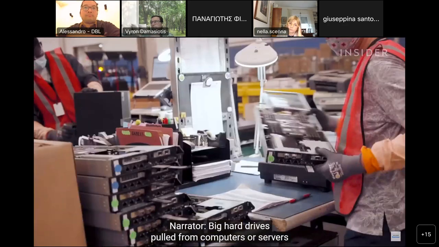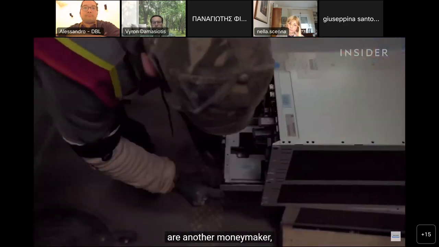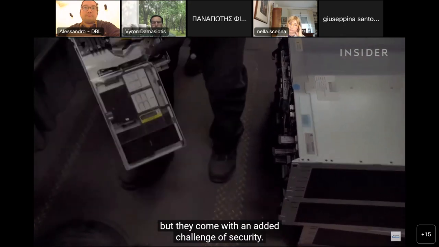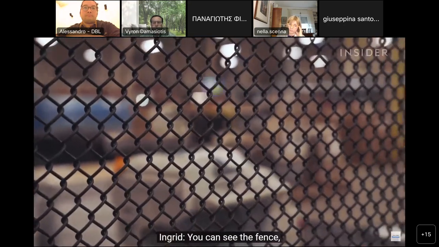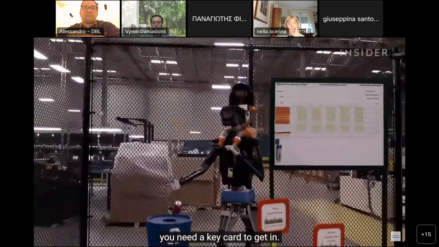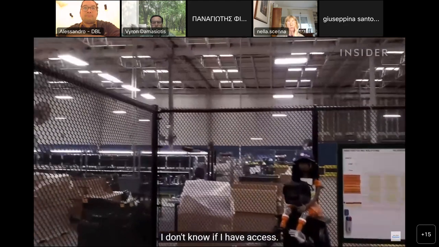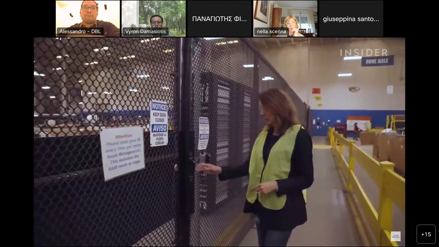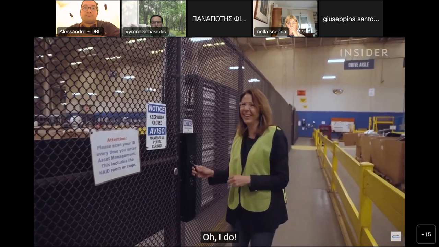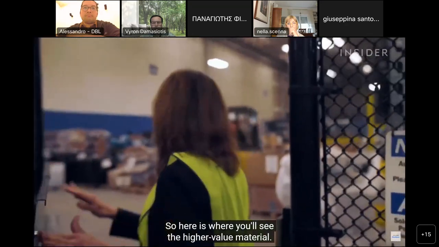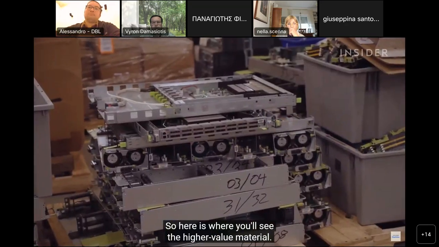Big hard drives pulled from computers or servers are another moneymaker, but they come with an added challenge of security. You can see the fence up. You need a key card to get in. I don't know if I have access. Oh, I do. So here is where you'll see the higher value material.